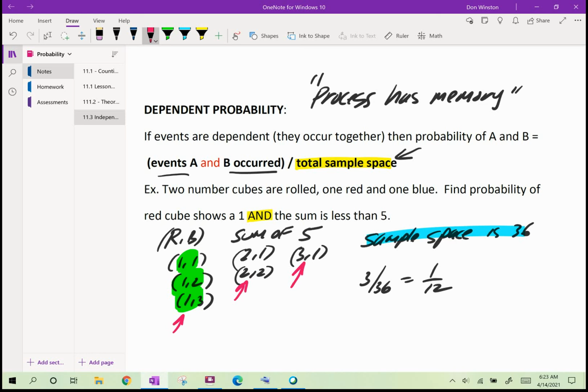Now, let's pick when the red cube shows a 1. Well, there's only 3 outcomes where the red cube shows a 1: 1,1; 1,2; 1,3, when the sum is less than 5. So the probability that the red cube shows a 1 and the sum is less than 5 is 3 out of 36 outcomes. Remember, there's 36 possible outcomes when you roll 2 cubes, 6 times 6. So the probability will be 1/12, 3 over 36.